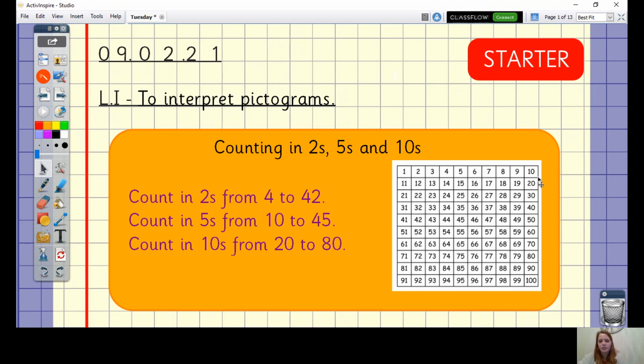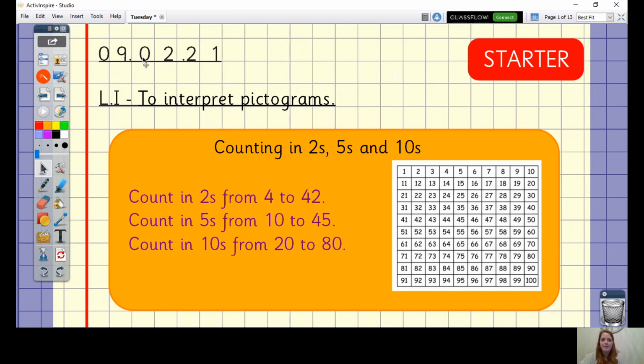After 3, 1, 2, 3. 10, 15, 20, 25, 30, 35, 40, 45. And then finally, we'll count in 10s from 20 to 80. After 3, 1, 2, 3. 20, 30, 40, 50, 60, 70, 80.